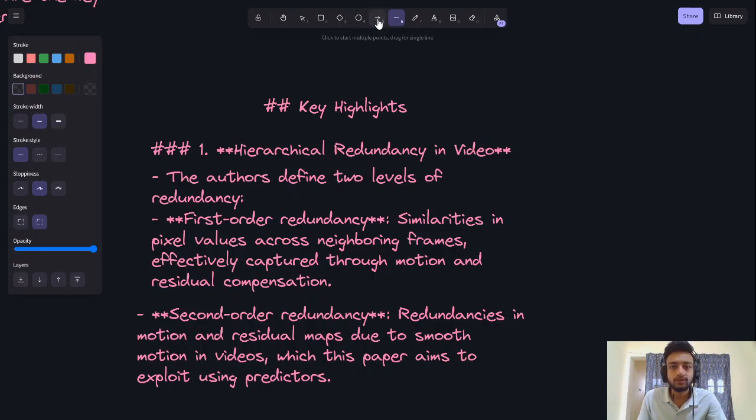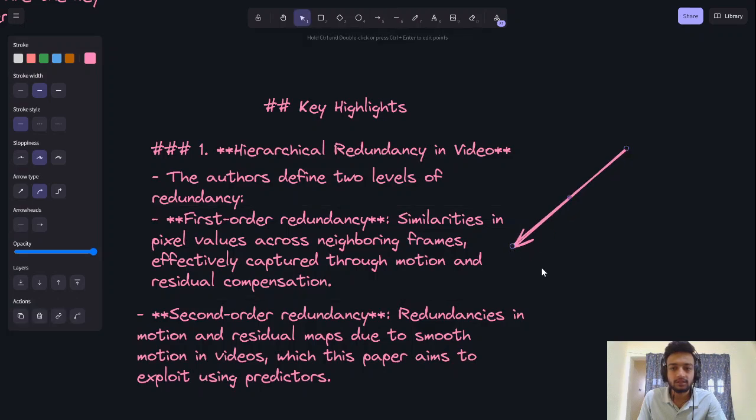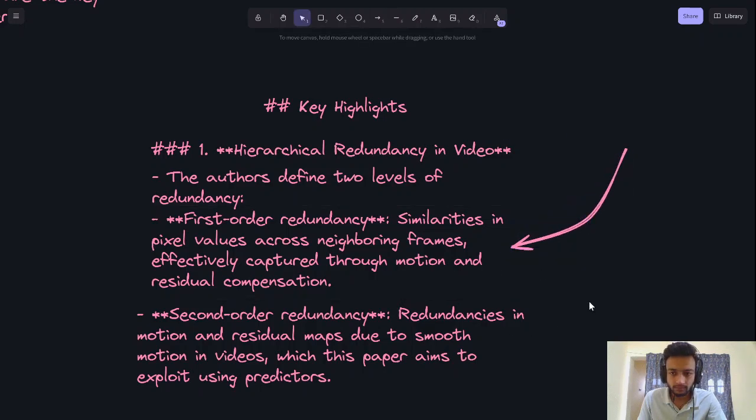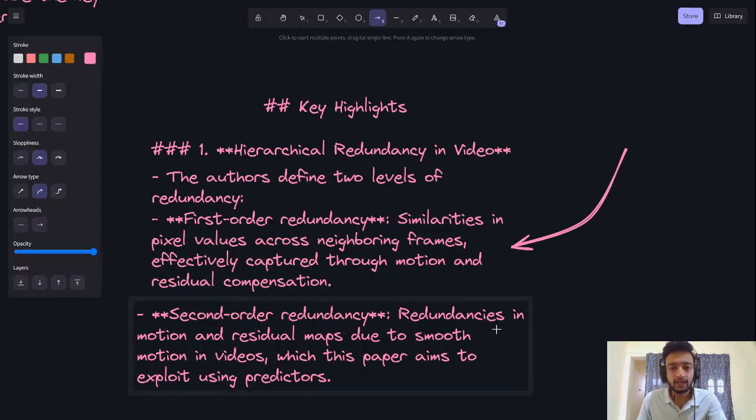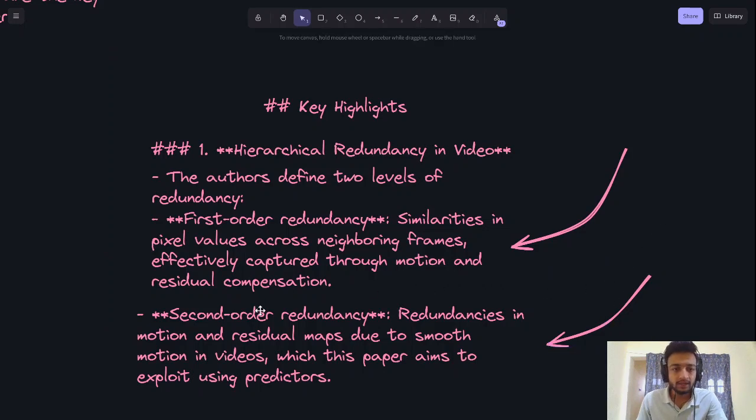So as you can see here, the first order redundancy is first order similarities in pixel values across the neighboring frames, which are effectively captured through motion and residual compensation. The second one we are seeing here is second order redundancy: redundancies in motion and residual maps due to smooth motion in videos, which this paper aims to exploit using predictors. So these are the two highlights about this.